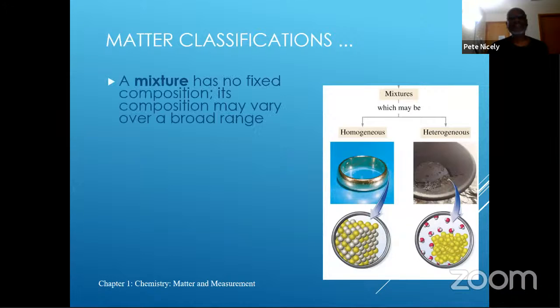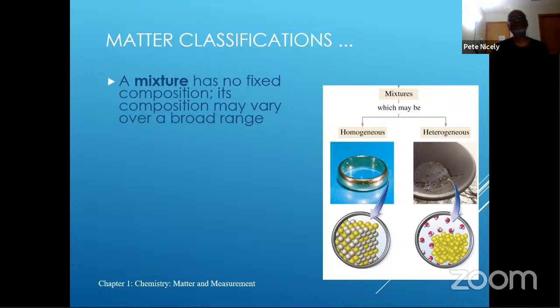So let's define what we mean by the term mixture. A mixture is basically a physical combination of two or more substances. And one difference between a mixture and a pure substance is that a mixture does not have fixed proportions of the different components that make up the mixture, right?